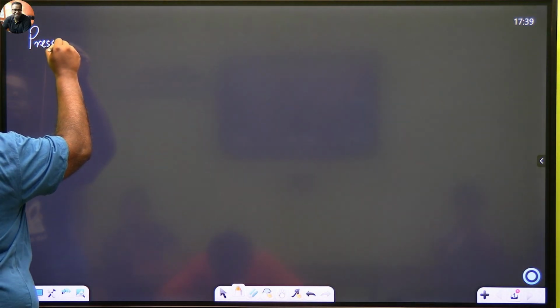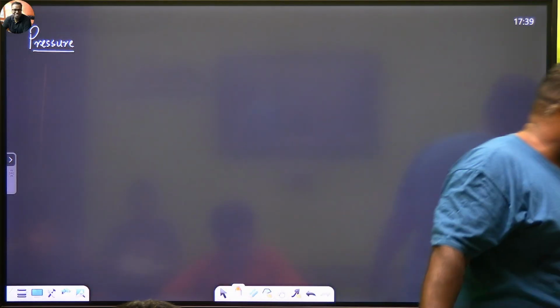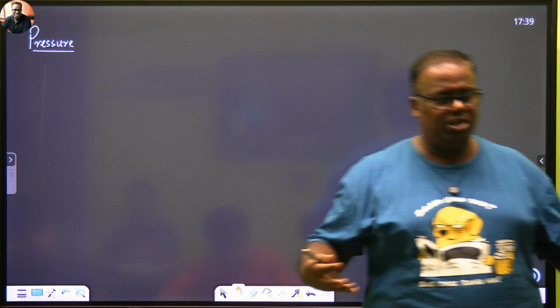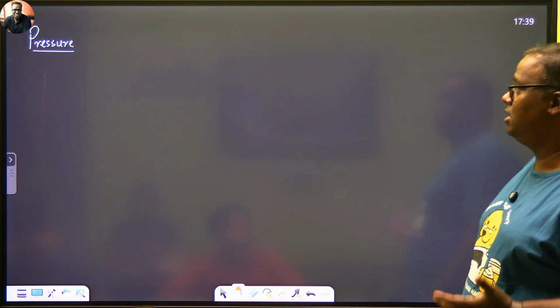Okay, so we begin with the second part of our chapter, which will now talk about pressure, right? We have done with force. Now let us understand about pressure. A couple of you who have done this topic already in your classes will have read that pressure, the measurement, is given by force upon area.